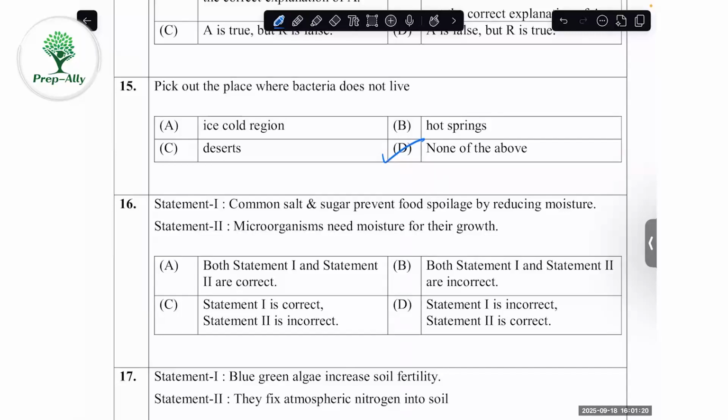Because they've asked for the place where bacteria does not live. If they ask where it lives, you can say all of the above, but they have asked where it does not live. So there is no restriction. You can live in any place. That's the answer. So that's why we have to give the option as none of the above.